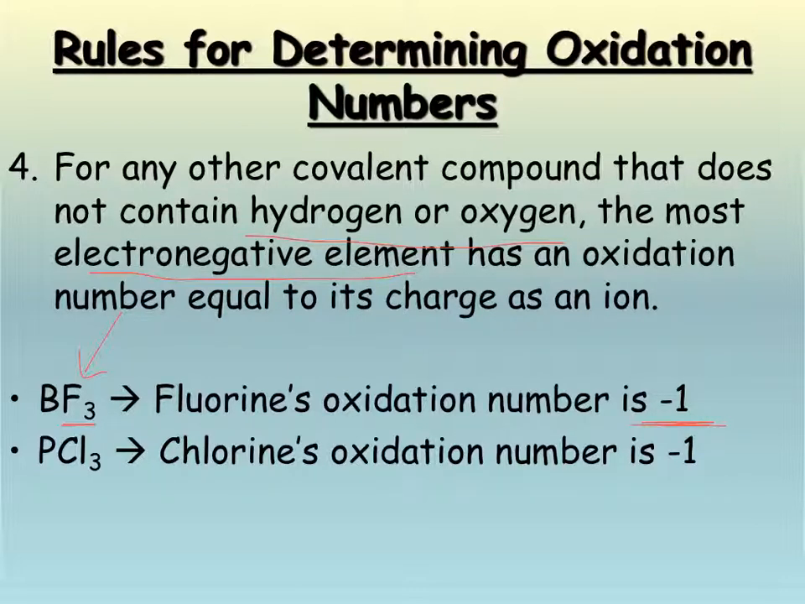All right, and PCl3, again, no hydrogen or oxygen. Chlorine is the most electronegative, so it is also going to have a charge of -1 because it's in the same column as the fluorine.